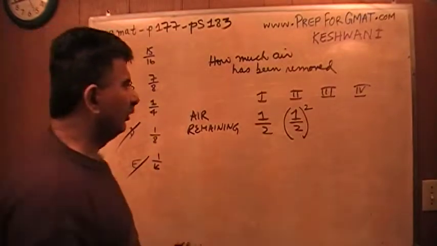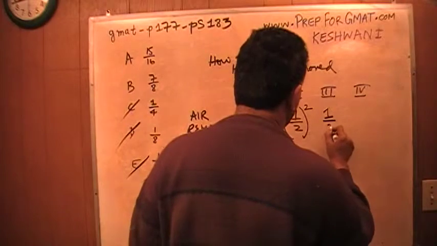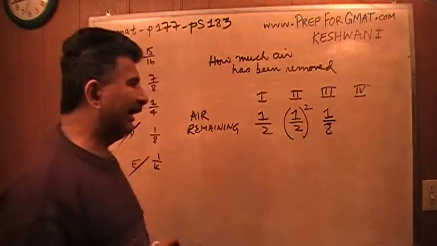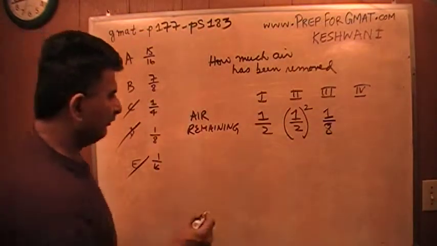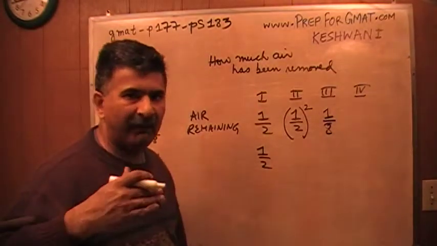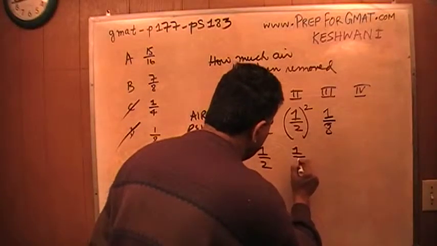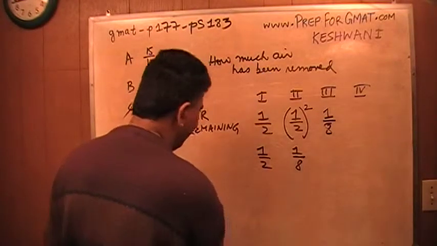When I do the third stroke, the amount that's going to be remaining is going to be 1/8 of the original amount. Because on the first stroke I remove half of it. On the second stroke I remove half of the remaining half. I'm down to 1/4.